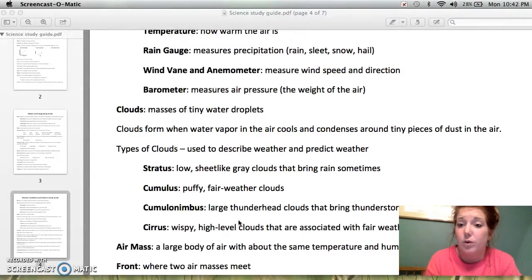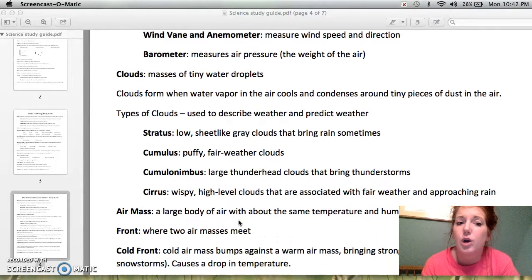They bring severe weather. Cirrus are wispy, thin, high-level clouds that are associated with fair weather, and they can say within like a 24-hour period, rain may come. But they're thin and wispy, very high-level clouds. Think of it like hair blowing in the wind.